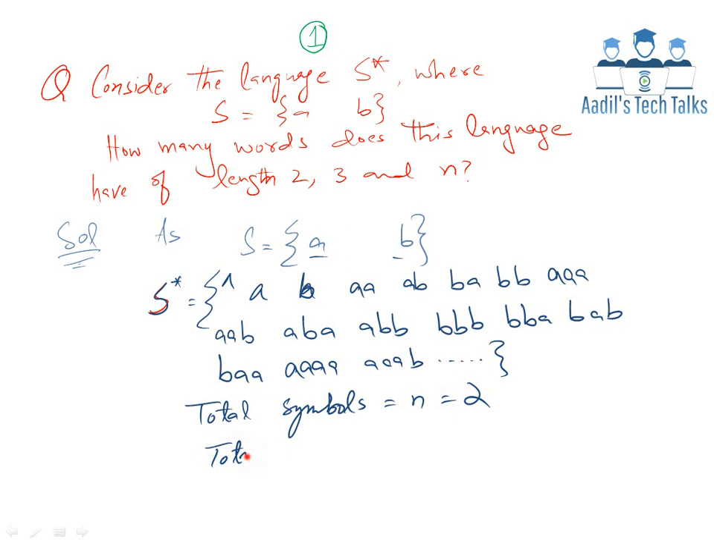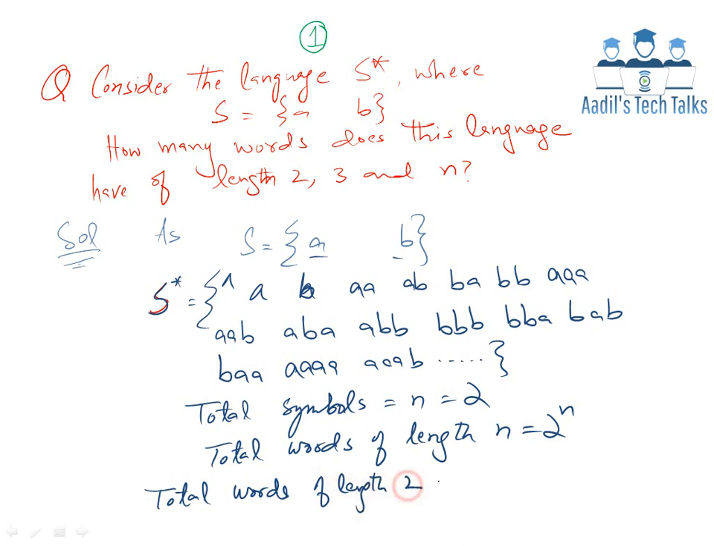So the total words of length N will be equal to 2 raised to power N. As there are only two symbols and the length of each symbol is 1, any combination of N symbols will give 2 raised to power N words. For example, total words of length 2 is equal to 2 raised to power 2, which is equal to 4. Now count it here: 1, 2, 3, 4.